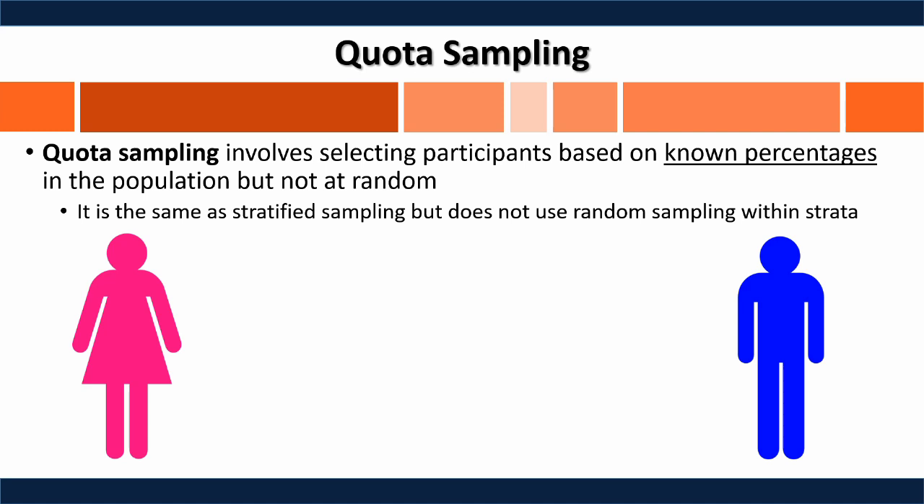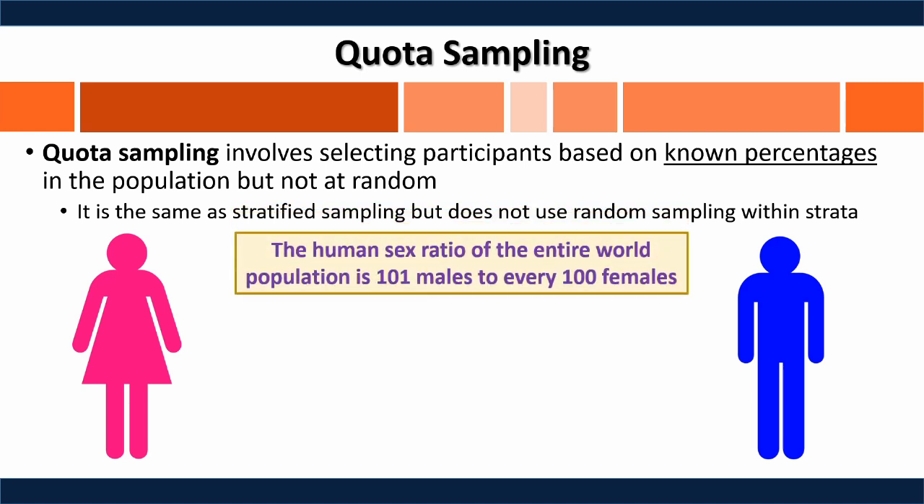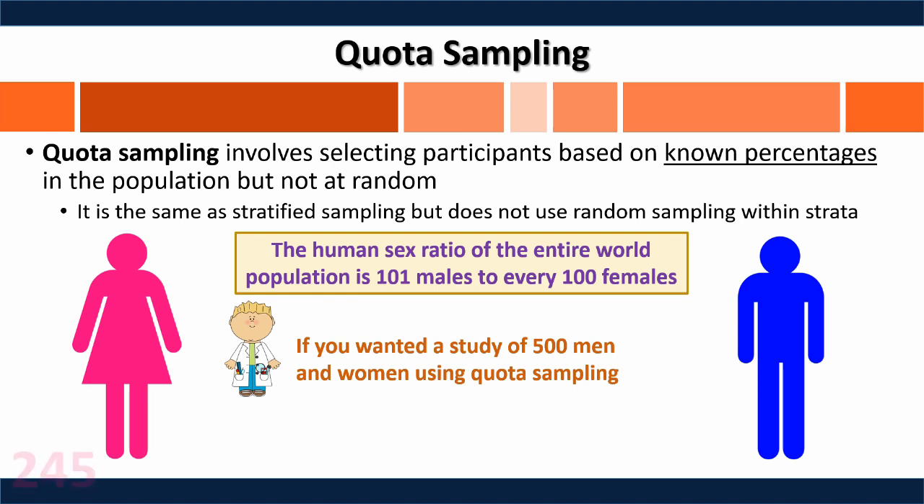Another known population of subgroups that we might want a representative sample on is sex. We know that the human sex ratio of the world is about 101 males to every 100 females. So if we were using quota sampling for a study of, say, 500 people, we would want to collect the first 245 interested female participants and the first 255 interested male participants, and then we would close the study after reaching 500 total participants. This is an example of quota sampling.